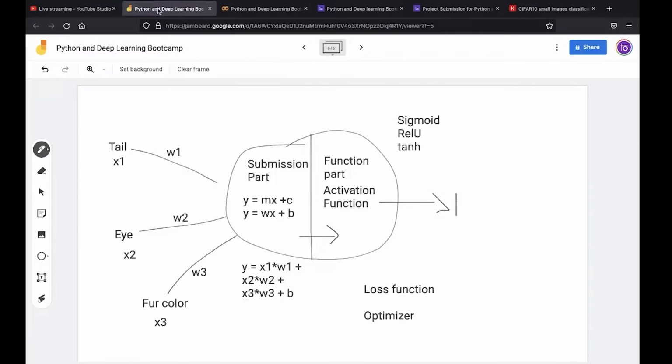They are inversely proportional to each other. Accuracy and loss are inversely proportional to each other. Now we are going to use a loss function to find out how much loss has been done, and we use this optimizer to minimize the loss. We use a loss function to know how much loss has been achieved, and then we use the optimizer to minimize the loss.